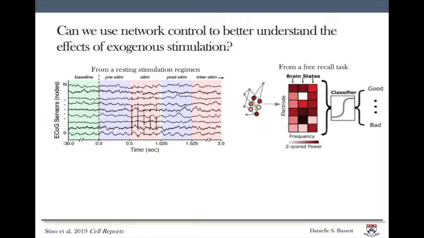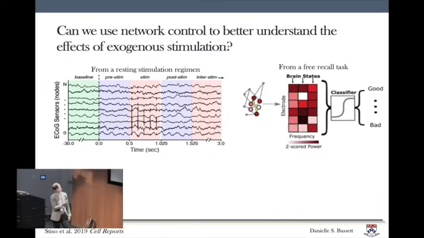In addition to that, we also have these same patients. We have their structural connectivity, so we know for them specifically which structural connections are going from one sensor to the cortex underneath another sensor. We also have them performing a free recall task, and in a separate study that was led by Mike Kahana's group, we have a way of saying to what degree the electrode power in that particular person is associated with good versus bad memory in the free recall task.